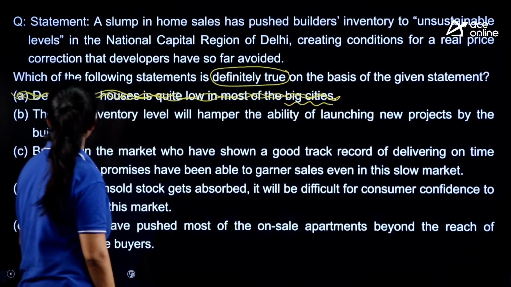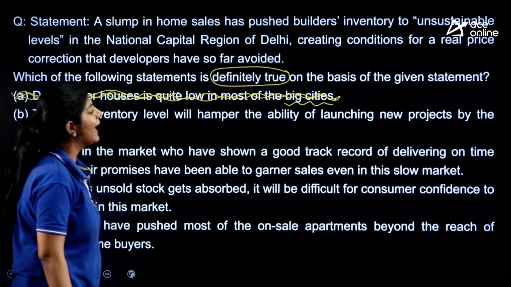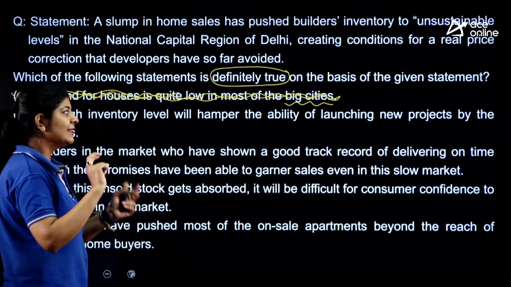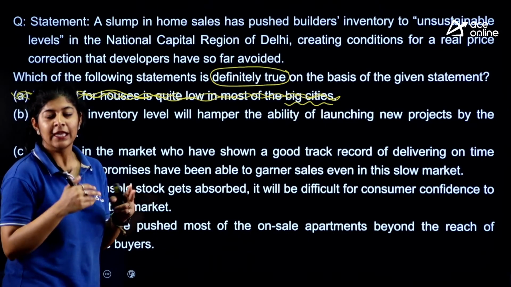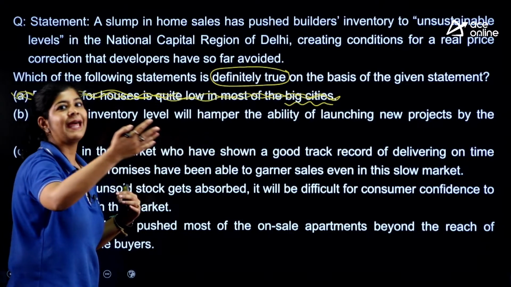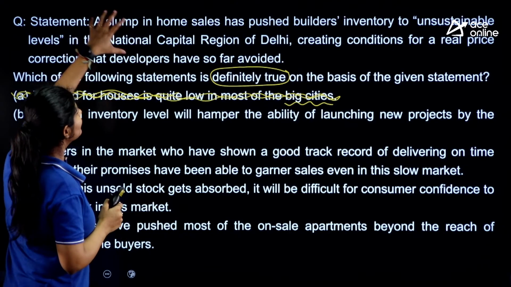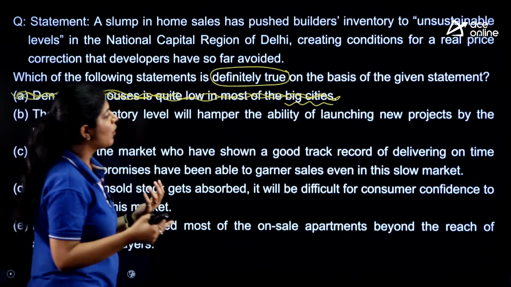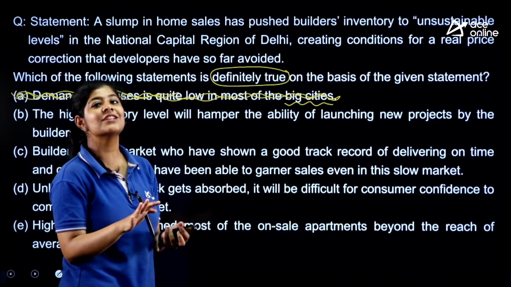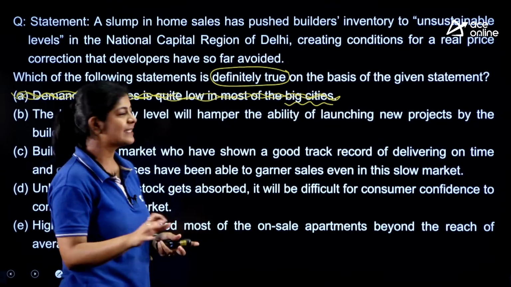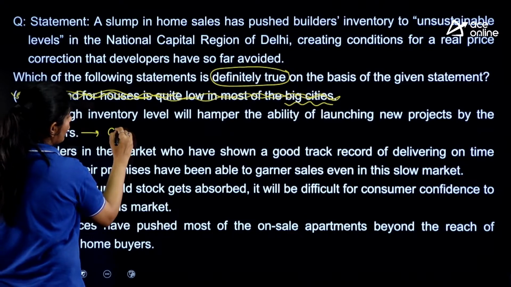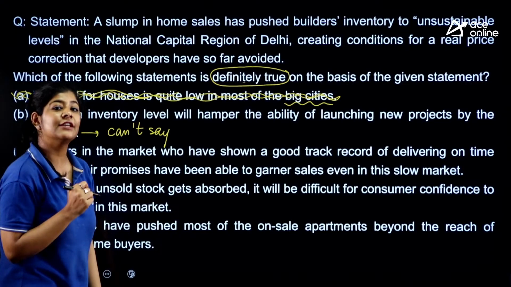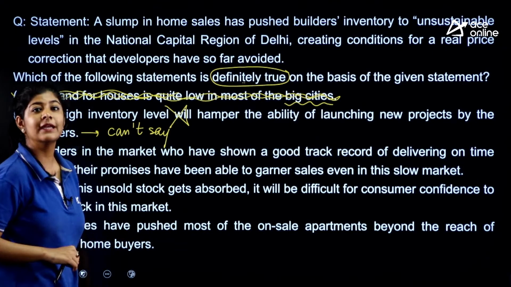Okay, next. The high inventory level will hamper the ability of builders to launch new projects. Now, this can be an assumption, right? It could be a future plan, but according to this statement, can we say that there are chances that new projects will not launch? No, we can't say that. So we are not sure. And we have to select the definitely true one. So this option is also eliminated.